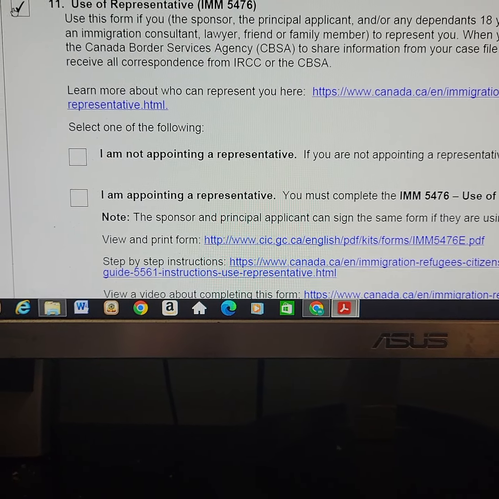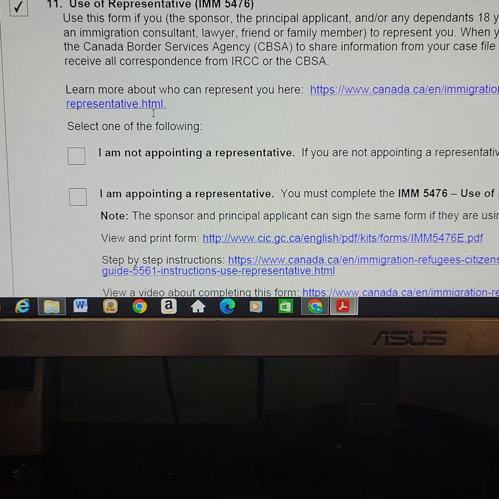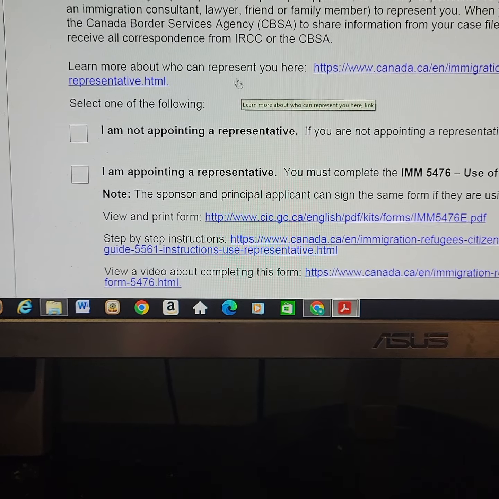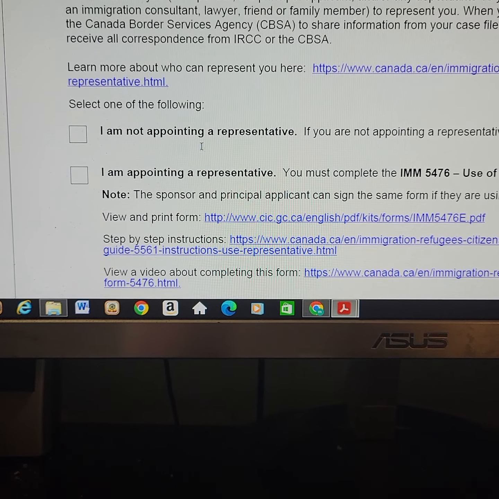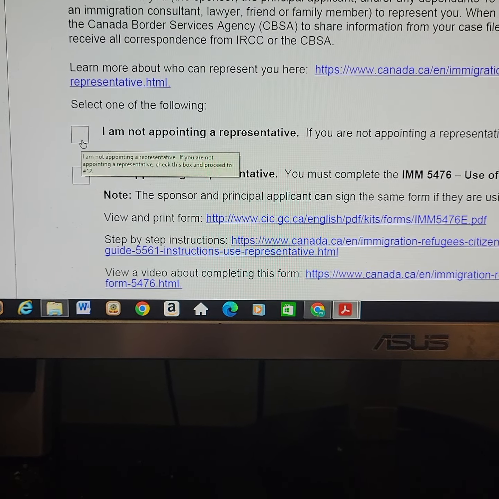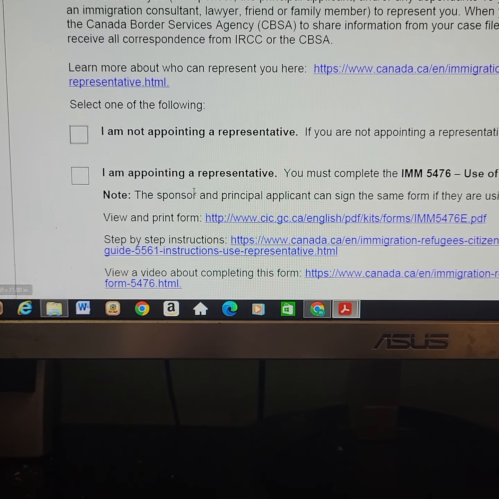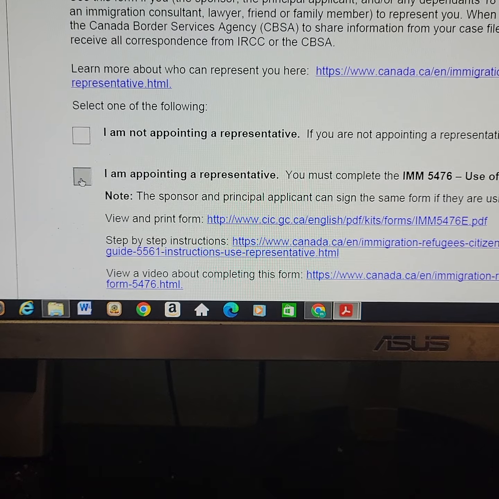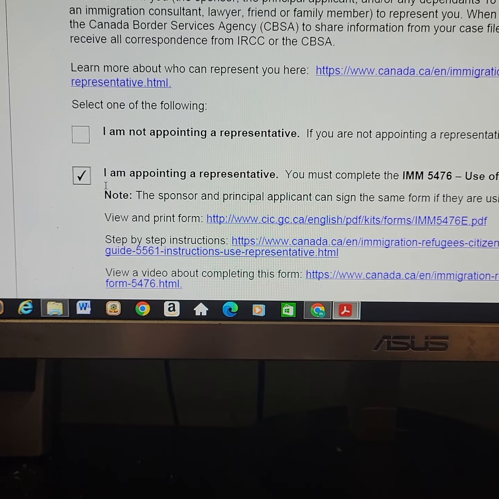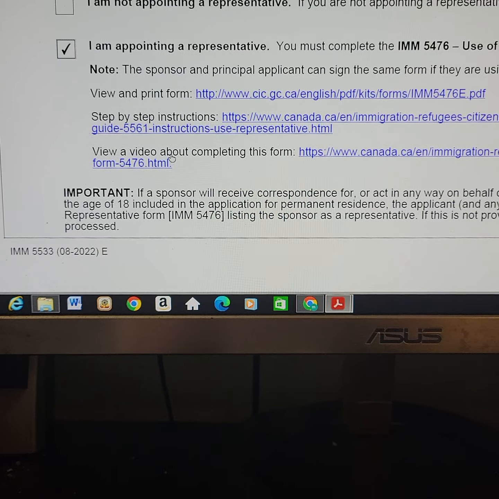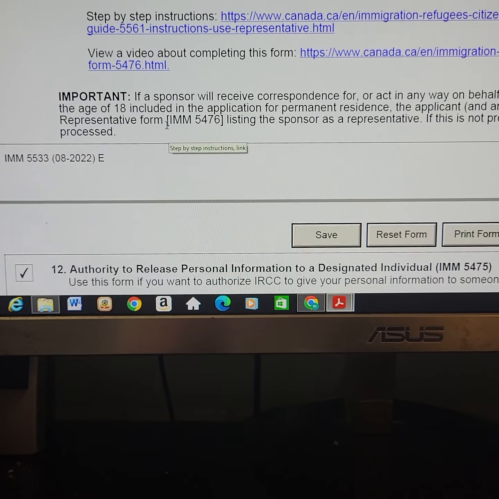As you see on the bottom, I checked that off, right? Because I did, like I said, for my husband, I got all the information. But if you're not appointing a representative, you check off that, okay? If you're appointing a representative, you check off that, which I did for myself, and then I filled out the form, being a representative for my husband, okay?